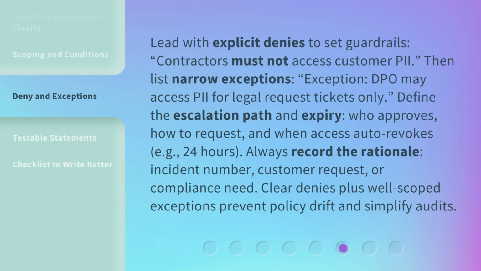Lead with explicit denies to set guardrails. Contractors must not access customer PII. Then list narrow exceptions. Exception: DPO may access PII for legal request tickets only. Define the escalation path and expiry. Who approves, how to request, and when access auto-revokes, e.g., 24 hours. Always record the rationale, incident number, customer request or compliance need. Clear denies plus well-scoped exceptions prevent policy drift and simplify audits.